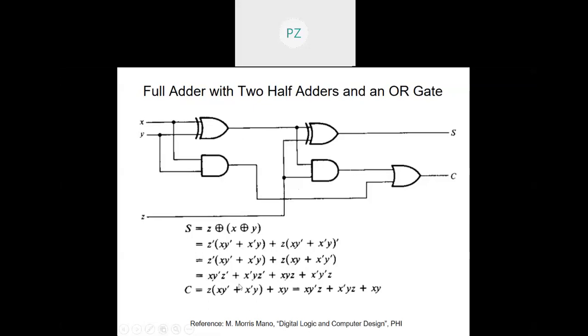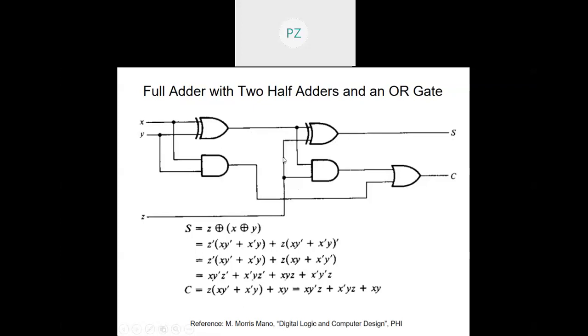So this is how I get the expression for S, which is the same as we have obtained in the previous slide. So I can say that using half adders, two half adders cascaded by each other, you are able to get S comfortably. Now coming to C.